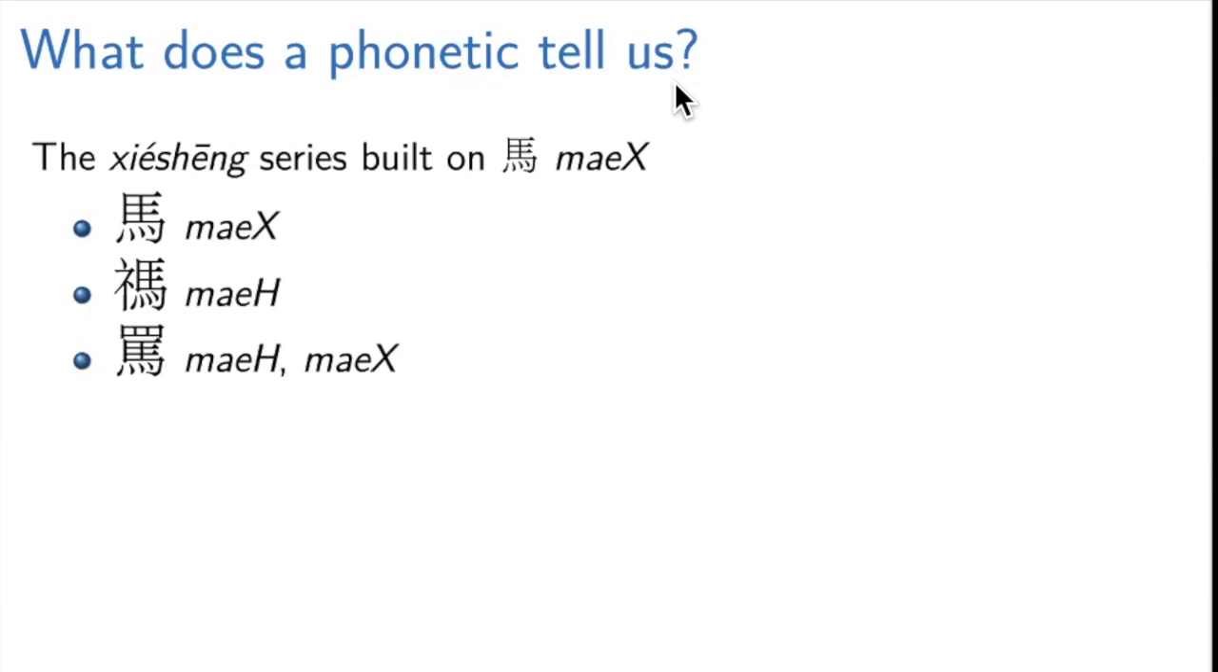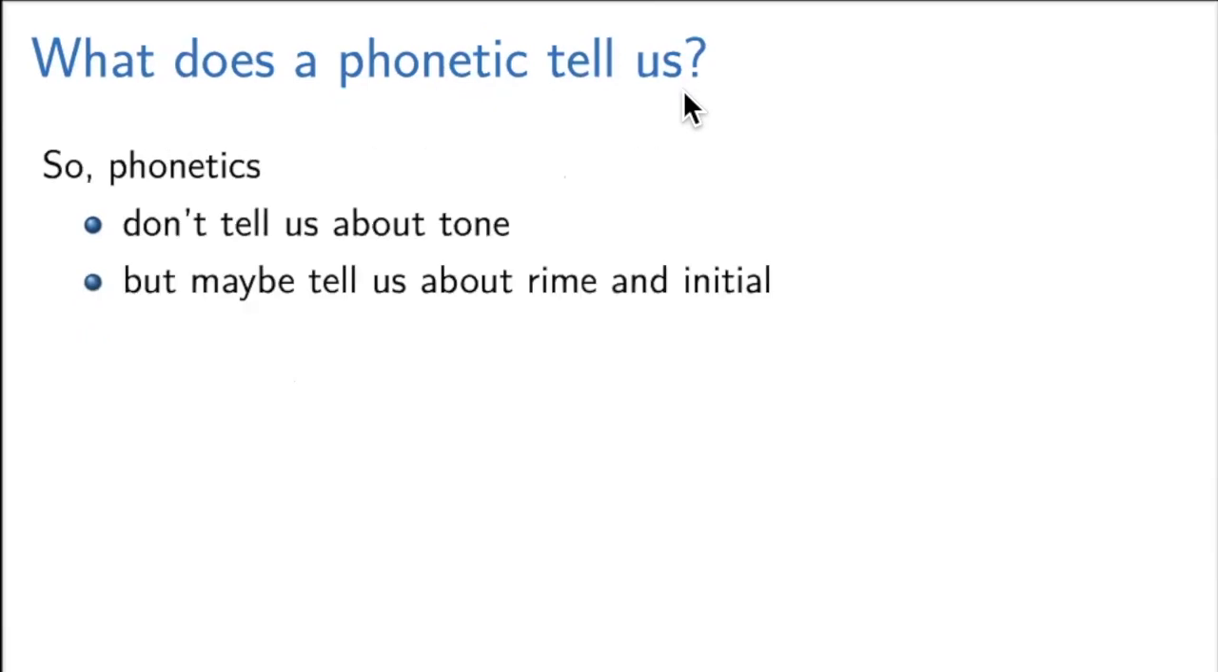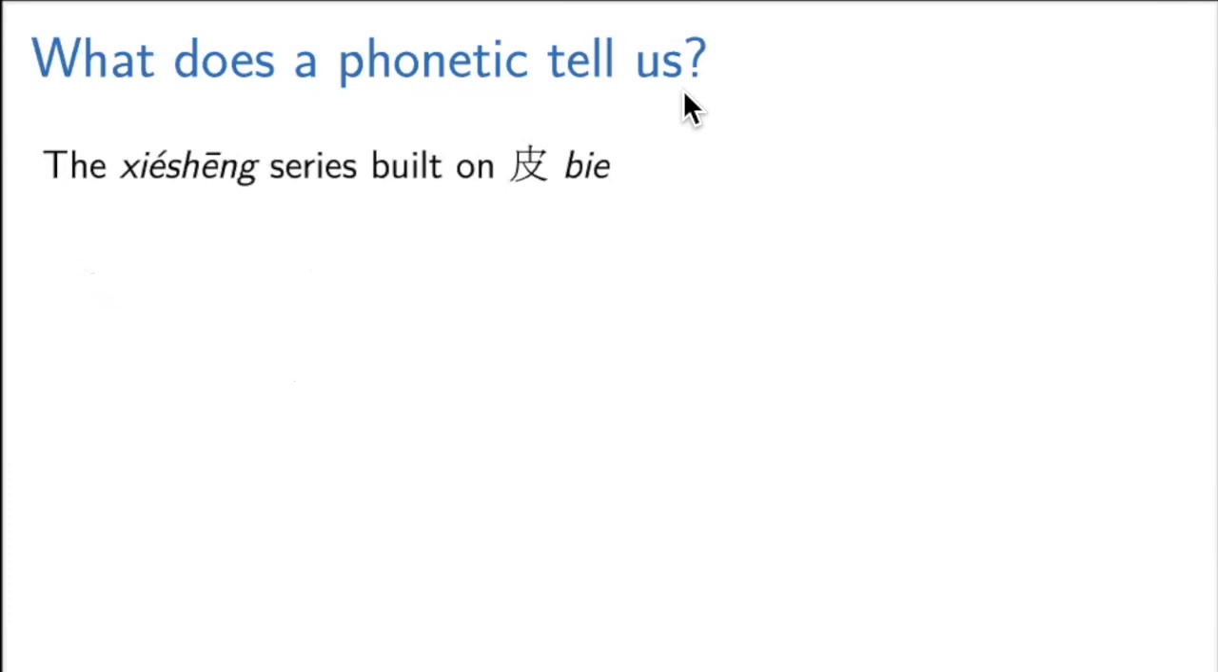So ma. So now this is our initial hypothesis, a conceit, for the purpose of exposition, right? Our conceit is maybe what a phonetic tells us about the pronunciation of a word is its initial and its nucleus, but not its rhyme. So now we look at another series.